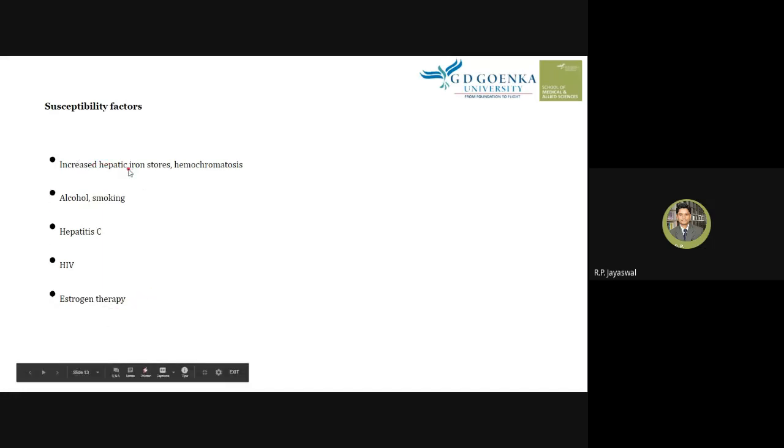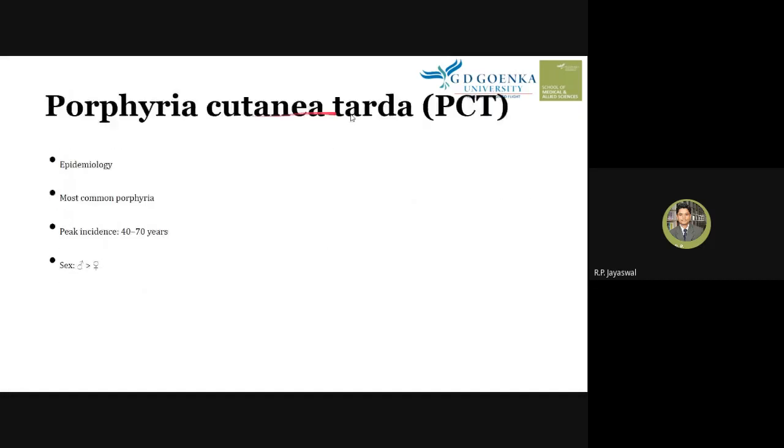Okay, so a person who has these conditions in the body usually has porphyria. PCT is porphyria cutanea tarda. Okay, so porphyria cutanea tarda usually occurs in a person who has increased hepatic iron stores, or hemochromatosis, or alcohol, smoking habits, and hepatitis C and HIV infection, or if there is estrogen therapy. So this group of persons are usually more susceptible.